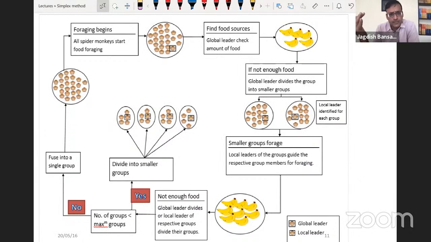So just quickly, let me give some introduction of these algorithms. With this single slide, I can explain the spider monkey optimization algorithm. Of course, I will not explain the equations here, but I assure you that if you listen carefully to this explanation, you will be able to understand the entire algorithm, right?